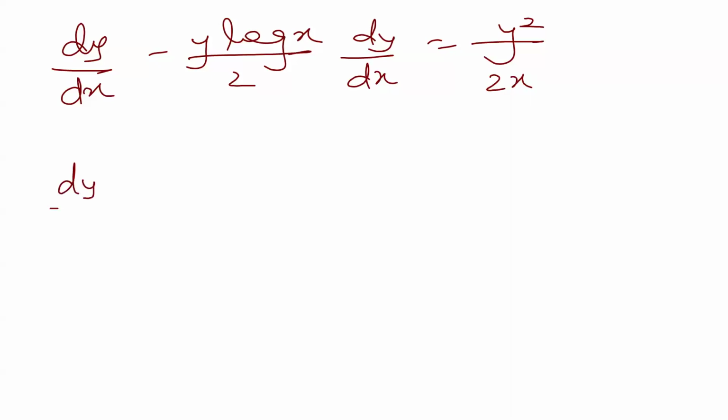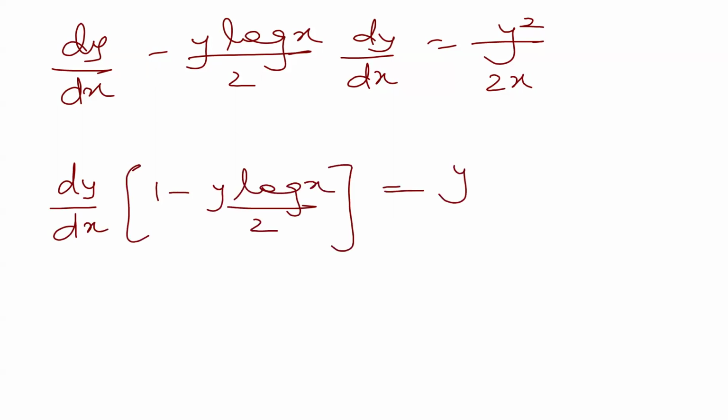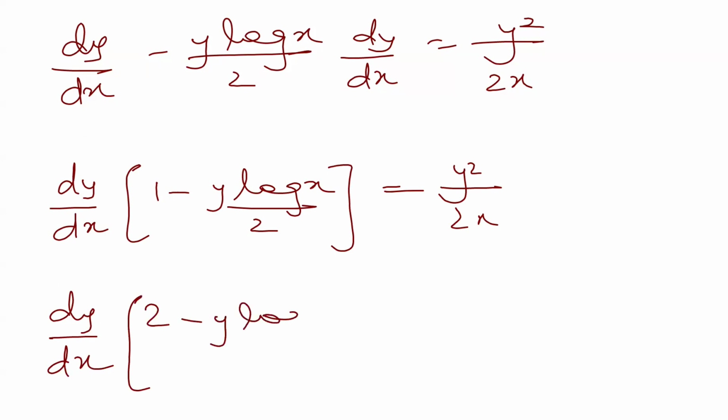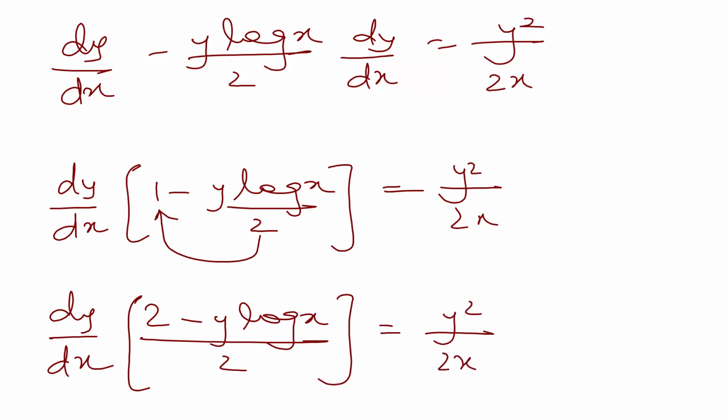Now take dy by dx term common. 1 minus y log x upon 2 is equal to y square upon 2x. Take LCM within the bracket first before cross multiplying. So this 2 went up over here, y square upon 2x. Now just cross multiply. 2 will be shifted over here. This entire term will be shifted down on the right hand side.